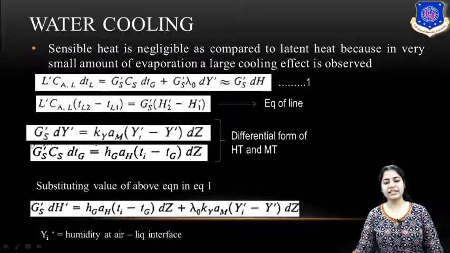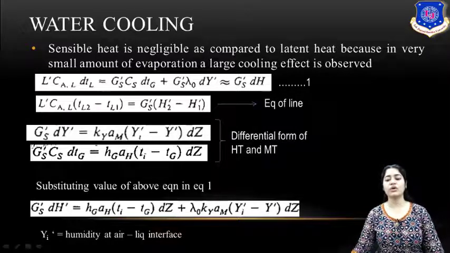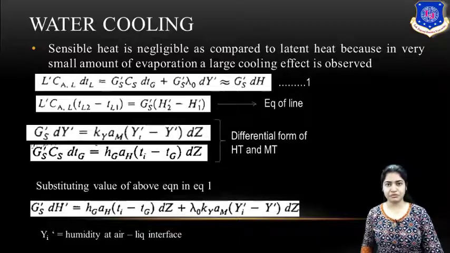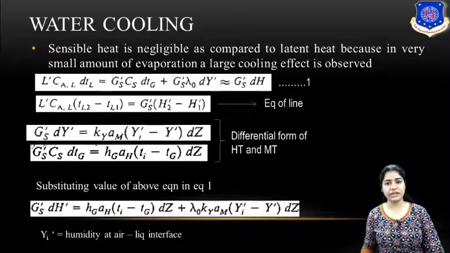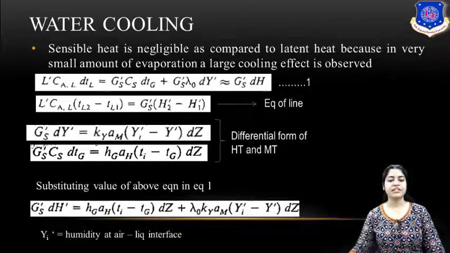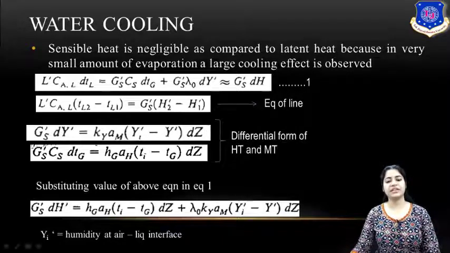Now when integrating, you get the below equation. That is the equation of your operating line. Now what are the differential forms of heat transfer and mass transfer? Of course, in a cooling tower, both heat transfer and mass transfer occur. So for a differential thickness dz, the heat transfer and mass transfer rates are given this way.